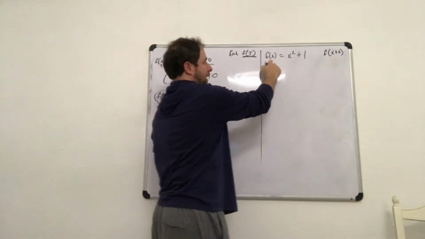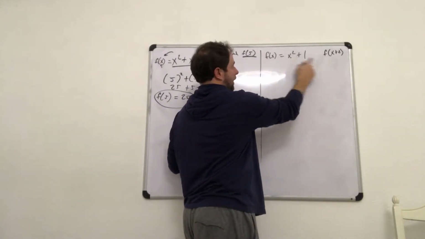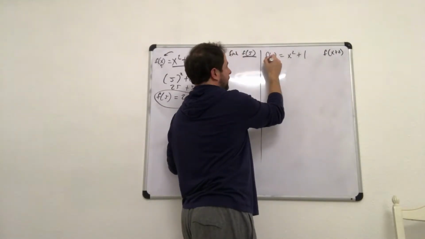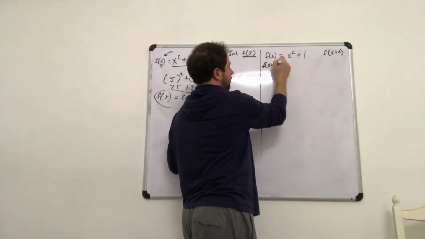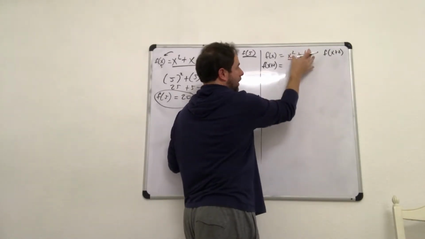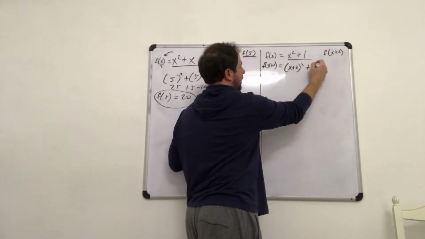Over here you have f of x equals x squared plus 1. And they're saying that they want you to find f of x plus 2. So in place of x, you're going to put x plus 2. So over here on the right side, the function that we're going to plug into for x is x plus 2. So we'll have (x plus 2) squared plus 1.